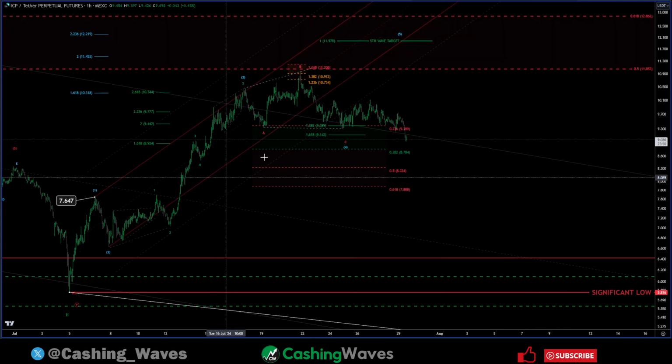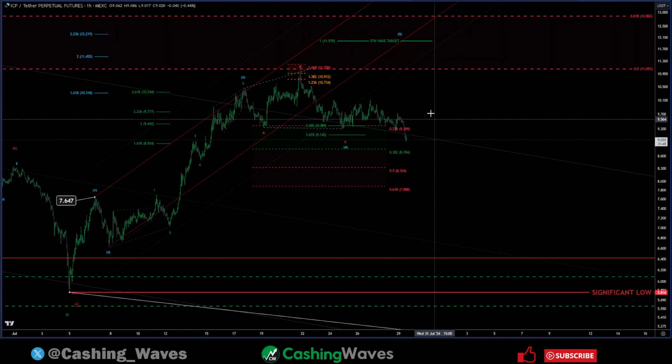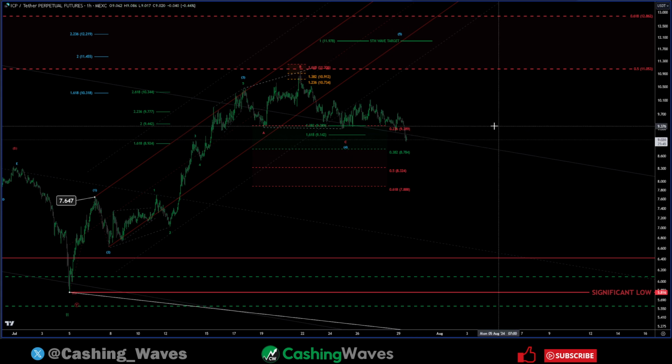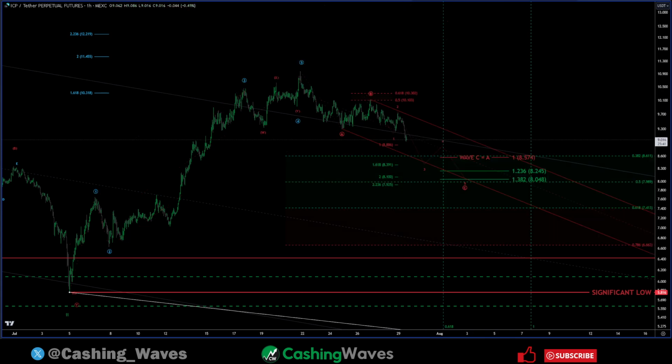And you can see we're trending outside of our pitchfork, so everything indicates to me that this wave is over. And the correct count was our alternative here as 1, 2, 3, 4, 5, with a running flat WXY.